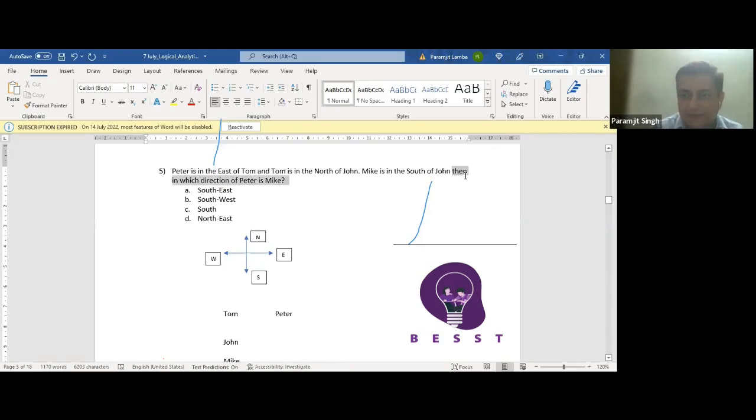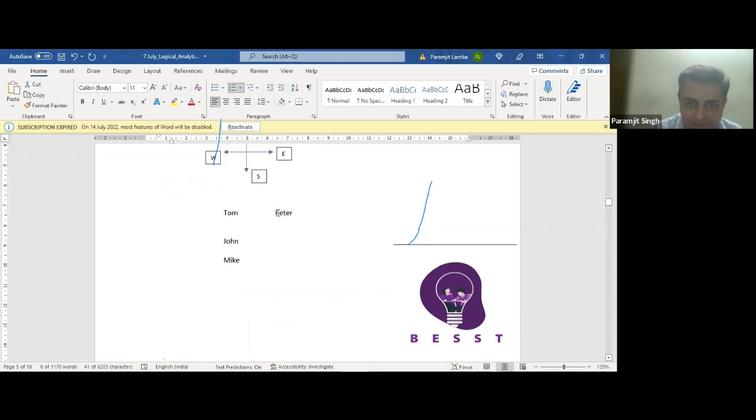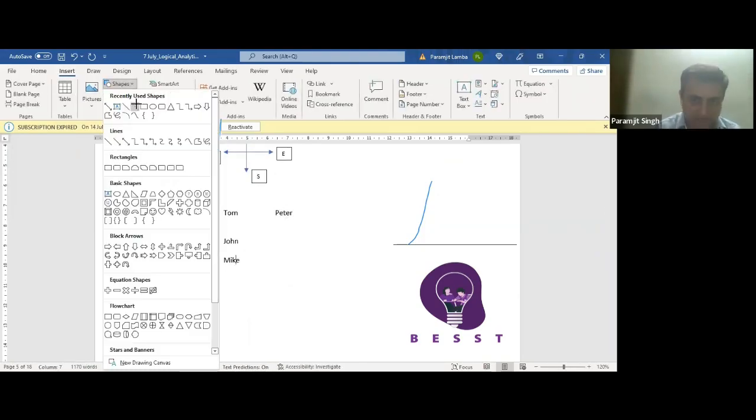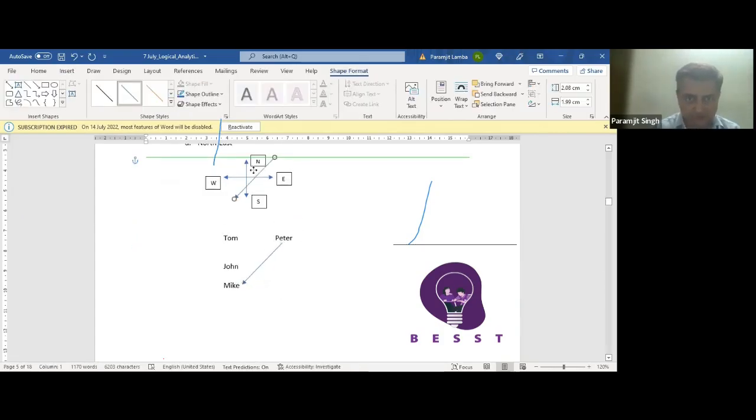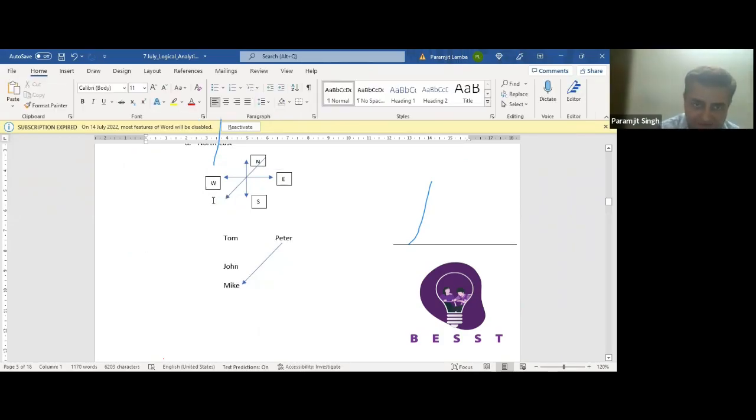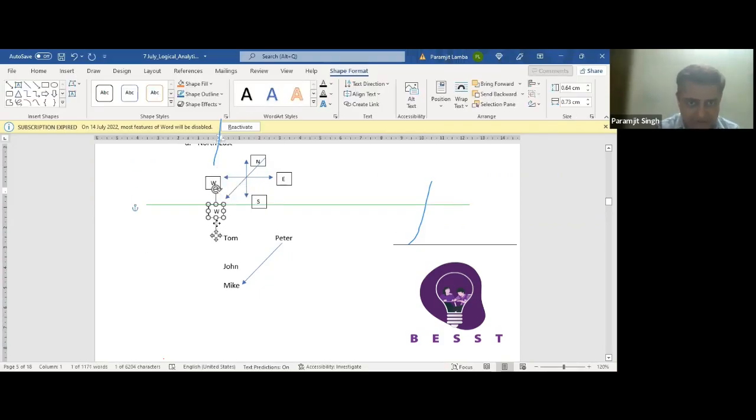So we come to the final part. Then in which direction of Peter is Mike? So we draw a line. We put this arrow over here. What is this direction? What will you call this direction? Okay, I'll just write this in a little more detail so that it's a little clearer. This is southwest. What is this direction? Southeast. Which is this direction? Northeast. And this direction is northwest.